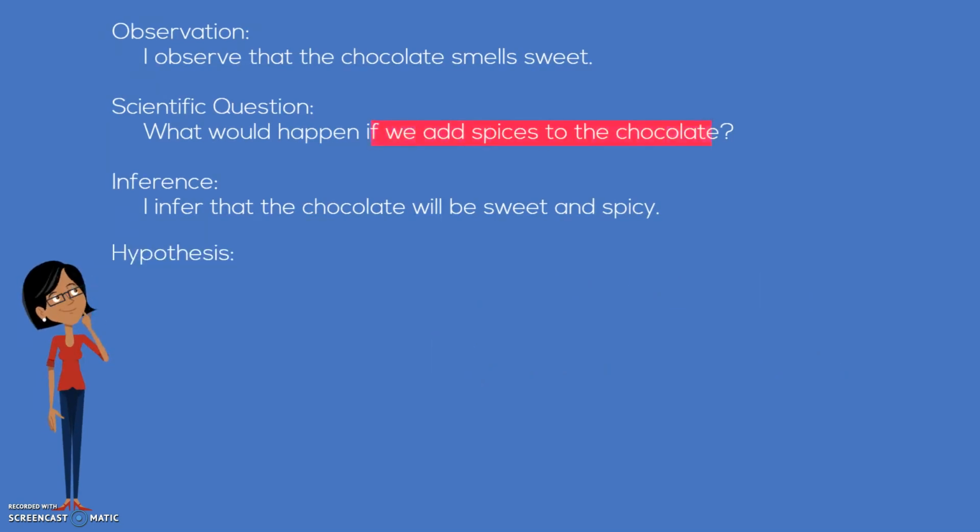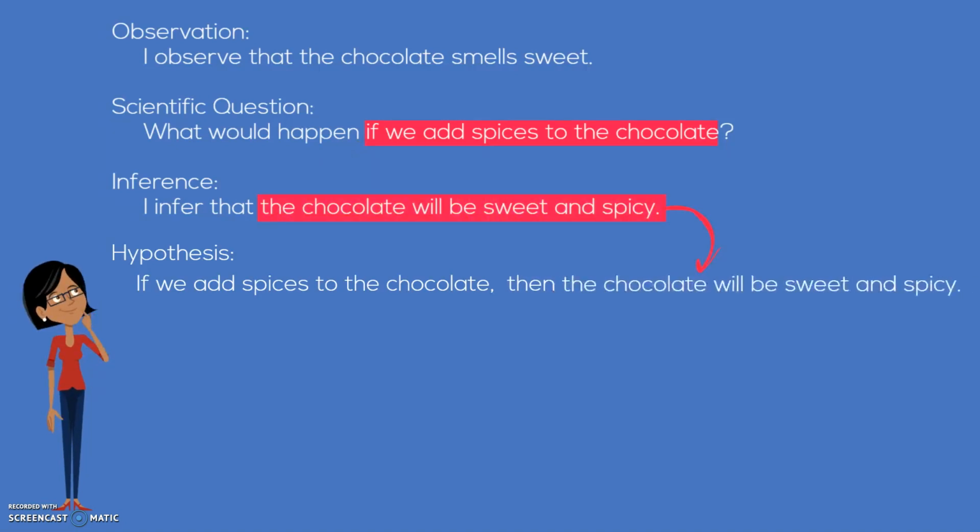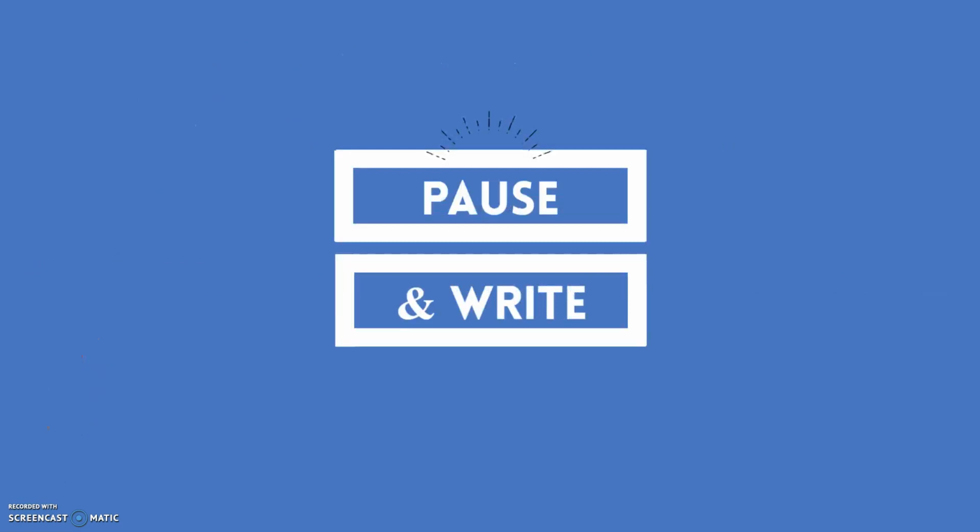So I'm going to drag the scientific question if portion down into the hypothesis, if we add spices to the chocolate. Then I need a then. Then I'm going to add the inference part and drag that down after the then. So we have, if we add the spices to the chocolate, then the chocolate will be sweet and spicy. Pause and write.